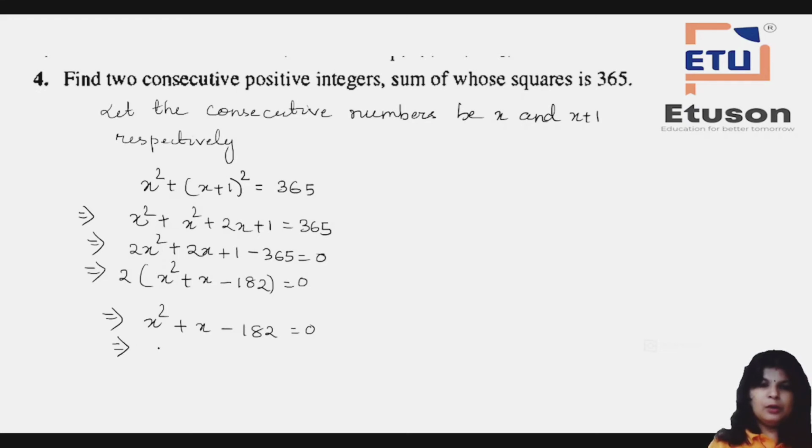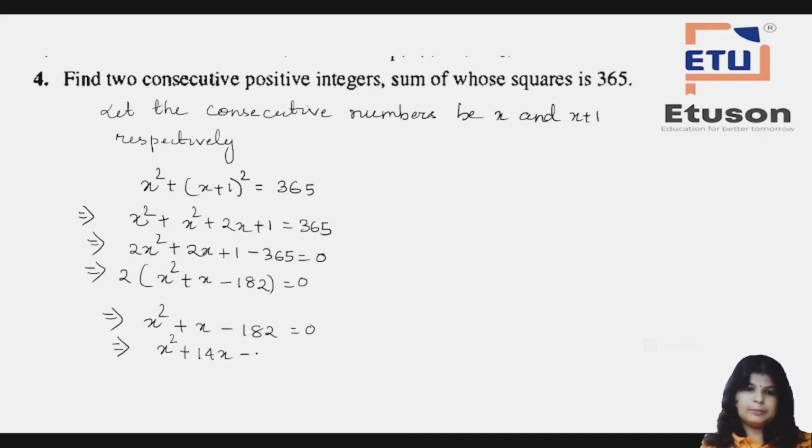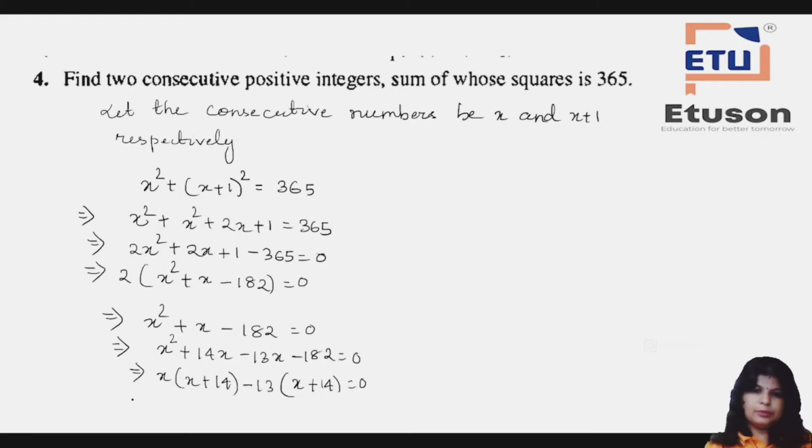So now let us find out the roots by splitting the middle term. Here the product is minus 182 and the summation is plus x. So it is x square plus 14x minus 13x minus 182 is equal to 0. Taking x common, you will get x plus 14, and here you take minus 13, you will get x plus 14 again, that is equal to 0. It implies x minus 13 into x plus 14 is equal to 0.